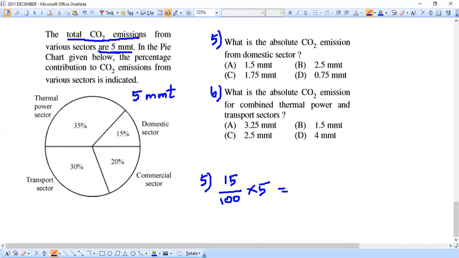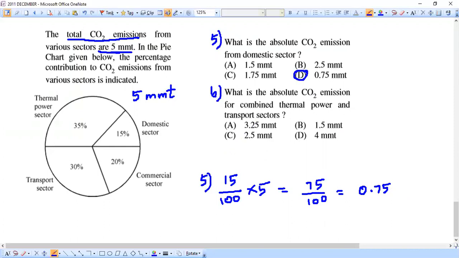15 percentage of 5 can be done like 15 by 100 into 5. Very simple, right? 15 5s are 75. So 75 by 100 is going to be our answer. When I express this in decimals, dividing by 100 is very easy. We just have to move 2 decimal places to the left, so we end up with 0.75. That is 0.75 MMT to be the answer. So 0.75 MMT is option D. Percentage calculation is helping us get the answer.